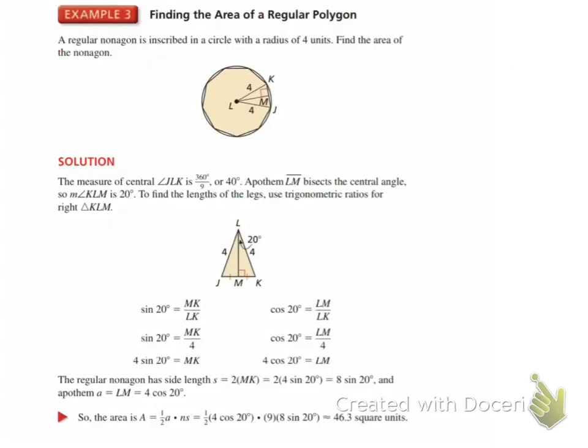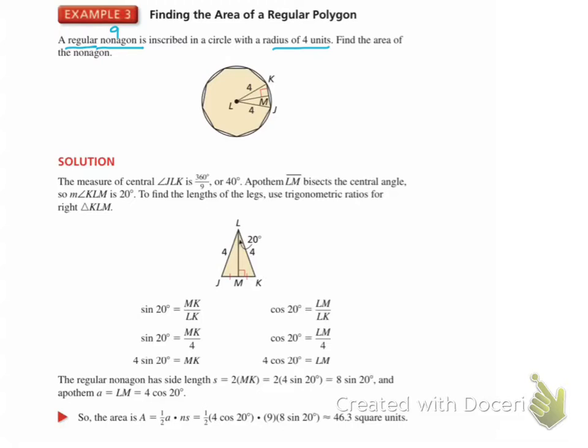The very first question, finding the area of the polygon, example 3. They have given you a nonagon. Nonagon means it's a 9-sided polygon. It's regular, which means all sides are congruent, and it has a radius of 4 units. Find the area of the nonagon.